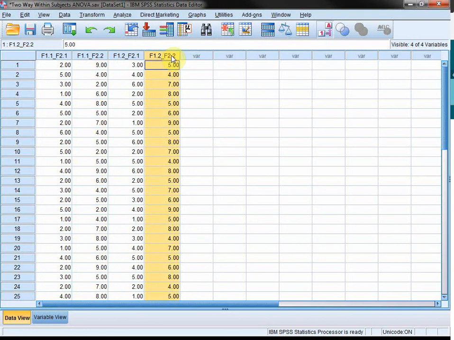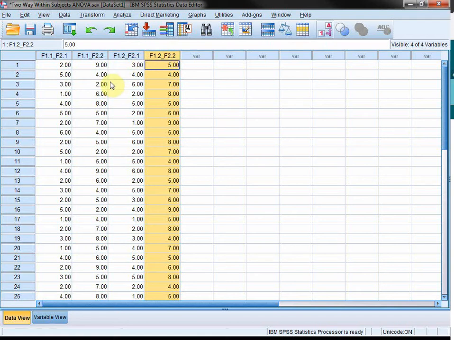In a two-way repeated measures, or in any two-way ANOVA, we can have more than two levels of any factor, but in this type of analysis we've just got two, so this will be a 2 by 2 within subjects ANOVA, or sometimes known as a 2 by 2 fully repeated measures ANOVA.